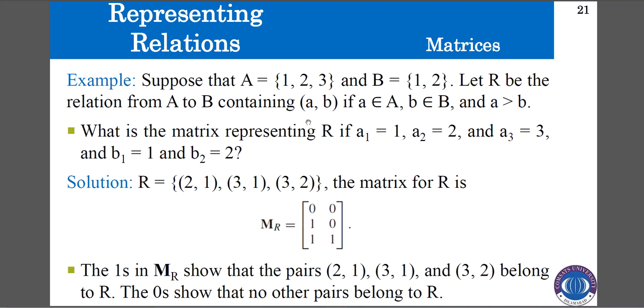The ones in MR show that the pairs (2,1), (3,1) and (3,2) belong to R. The zeros show that no other pairs belong to R.